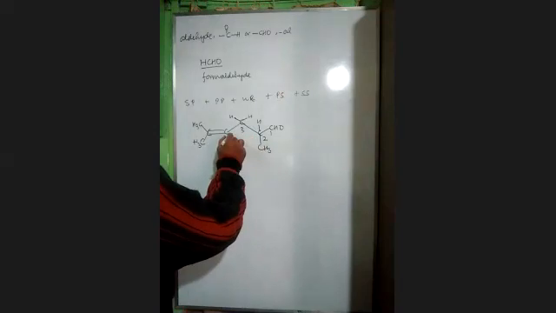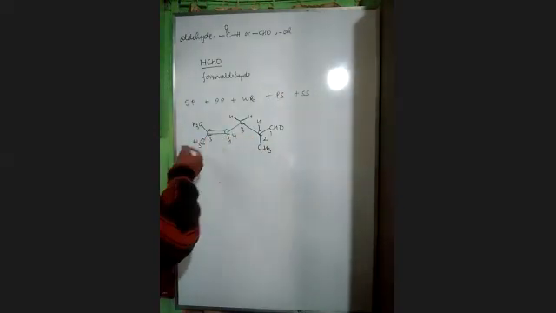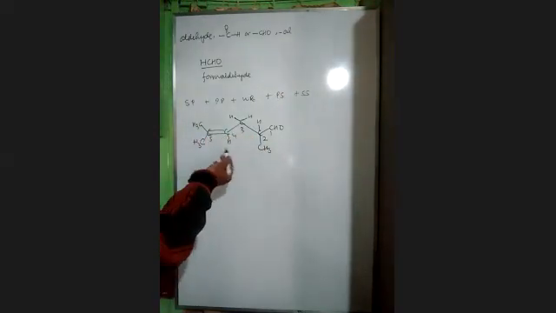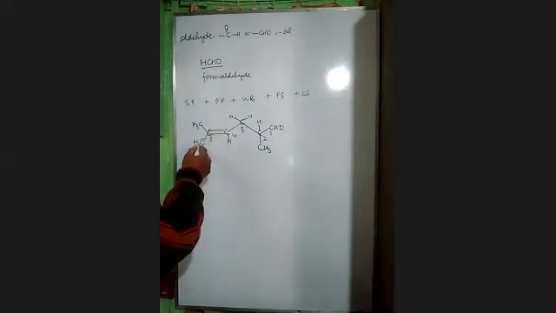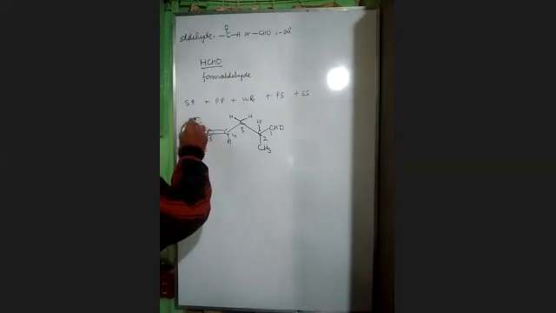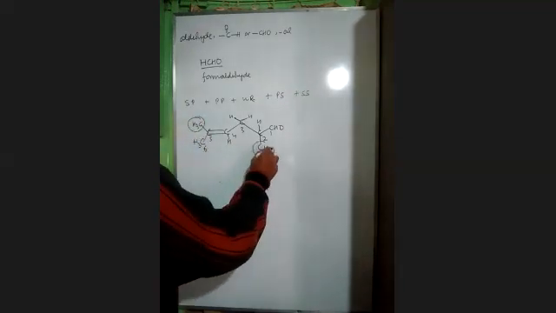2, 3, 4, 5. Now it depends. 1, 2, 3, 4, 5. Whether you will go here or you will go up. Suppose you go down. So this is the substitution and this is the substitution.